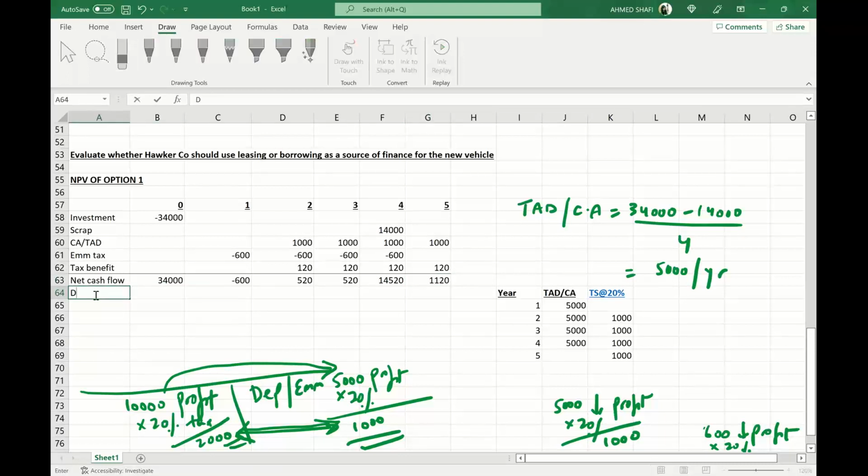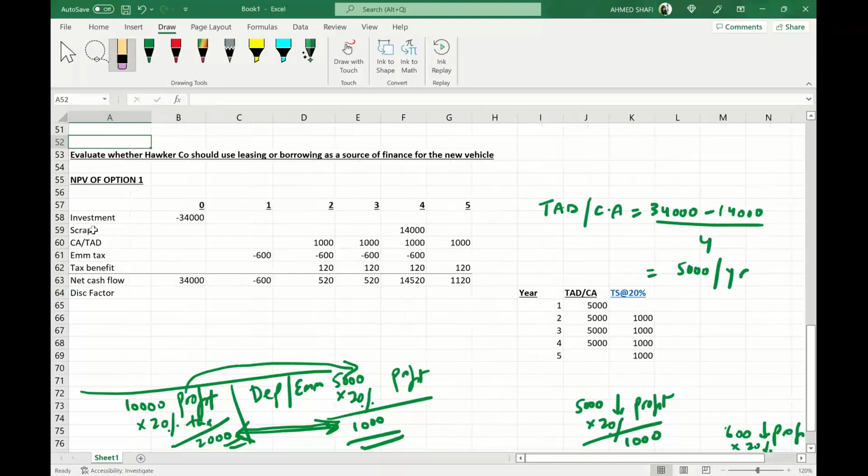Net cash flows need to be multiplied by the discount factor. For the discount factor, you can use either the WACC of 8% or the cost of borrowing of 4%. Both are allowed. The examiner has clearly mentioned it. Just to make sure that the answer matches the examiner's answer, I'm using the 4% factor here. You can also use the WACC of 8%.